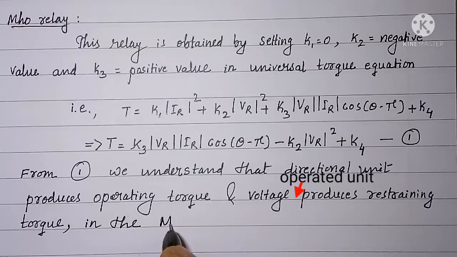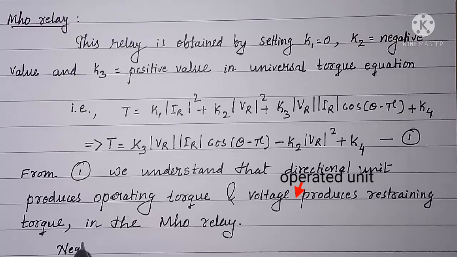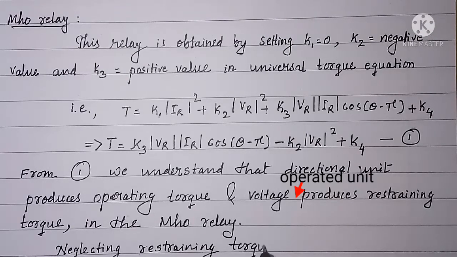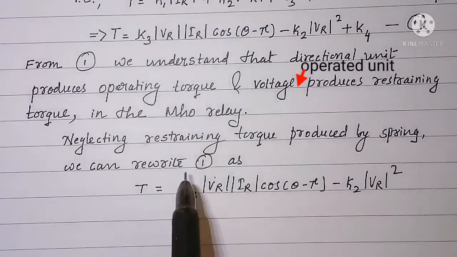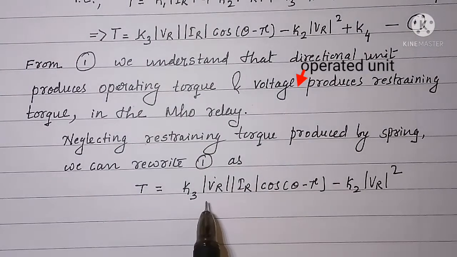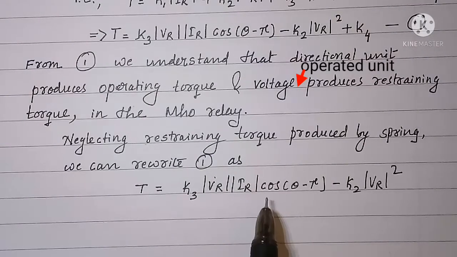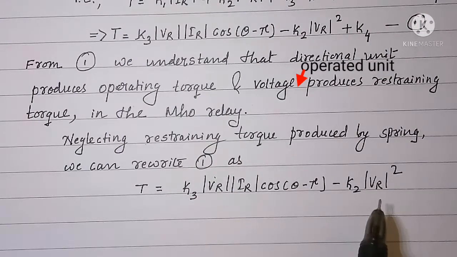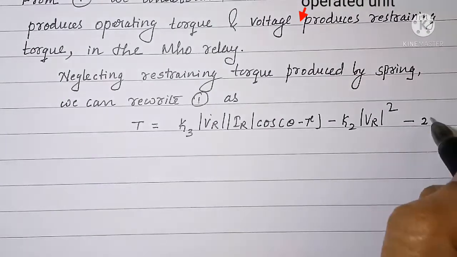In the Mho relay, neglecting restraining torque produced by spring, we can rewrite equation 1 as torque equal to K3 into VR into IR into cos of theta minus tau minus K2 into VR square. Let us call this as equation 2.